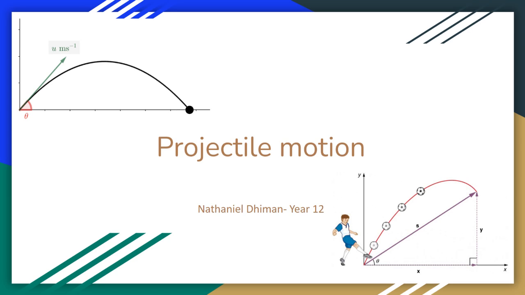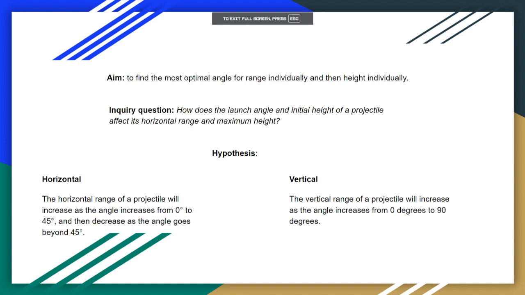Hello everyone, today we will be exploring how the launch angle and initial height of a projectile affects its horizontal range and maximum height. Our aim is to find the optimal angle for both the longest range and maximum height.